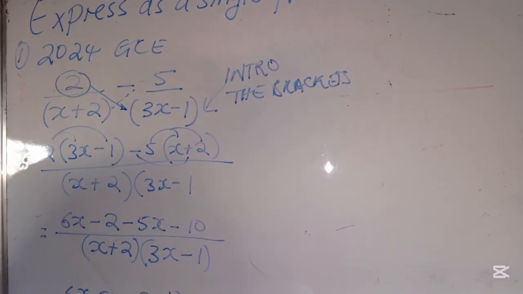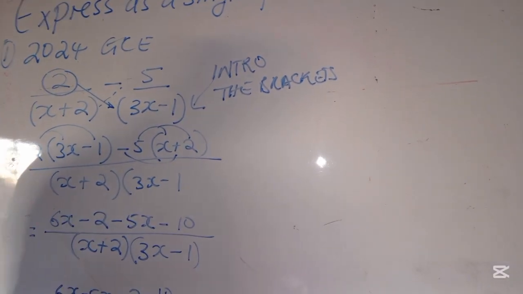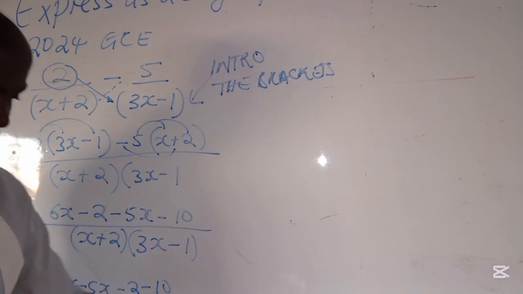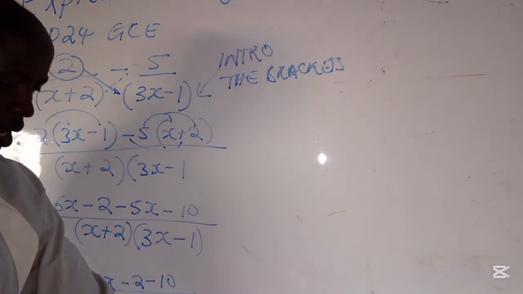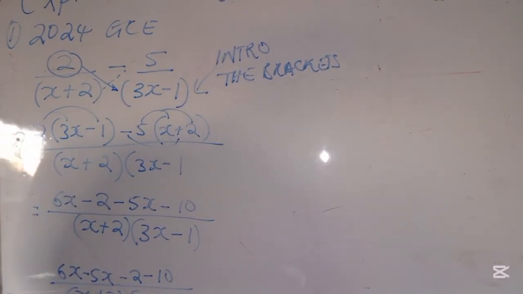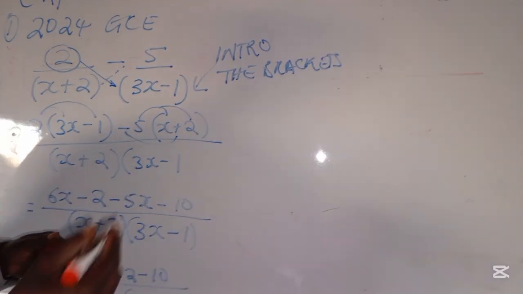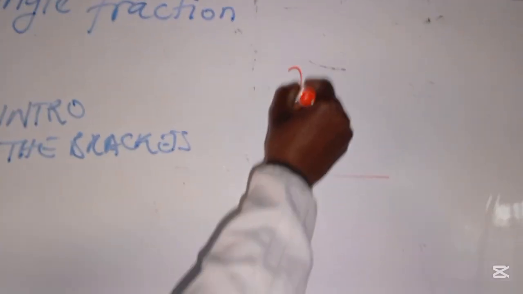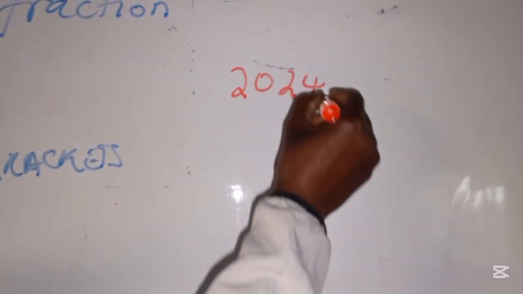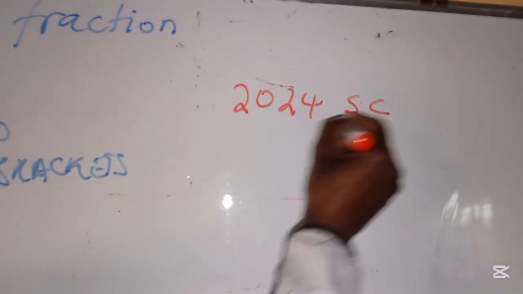We are going to move on. Since the marker looks very faint, I'll change the color. I hope I'm forgiven. I will bring in the red one. Allow me to do the 2024 school certificate.